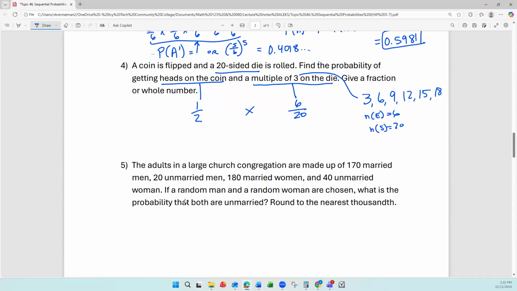And probability to both of those things happening, you multiply. So generally you'll see and, if you have an and, it may be a multiplication, versus addition would be only if there's an or. So heads on the coin and multiple of 3. 1/2 times 6/20 is 6/40 or 3/20.